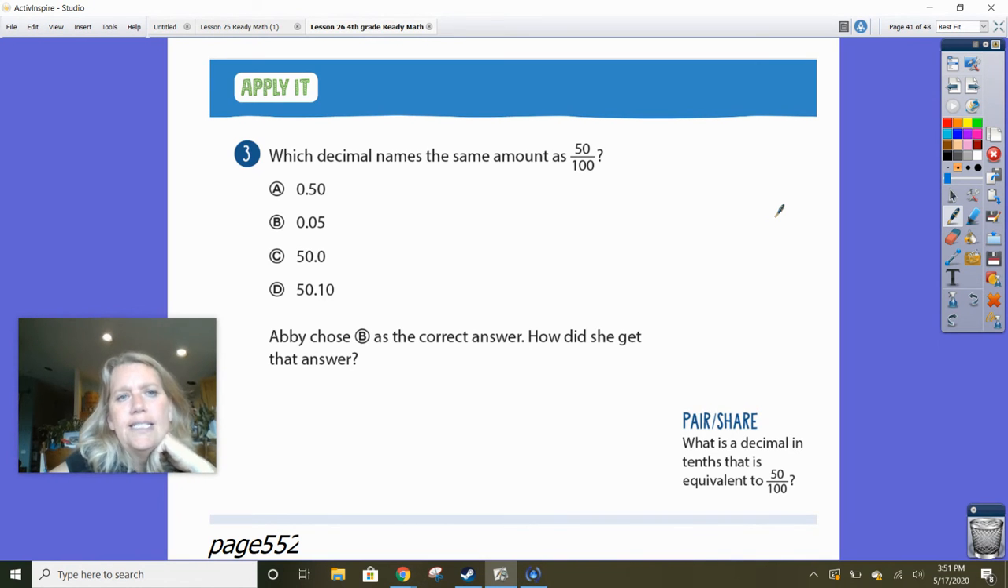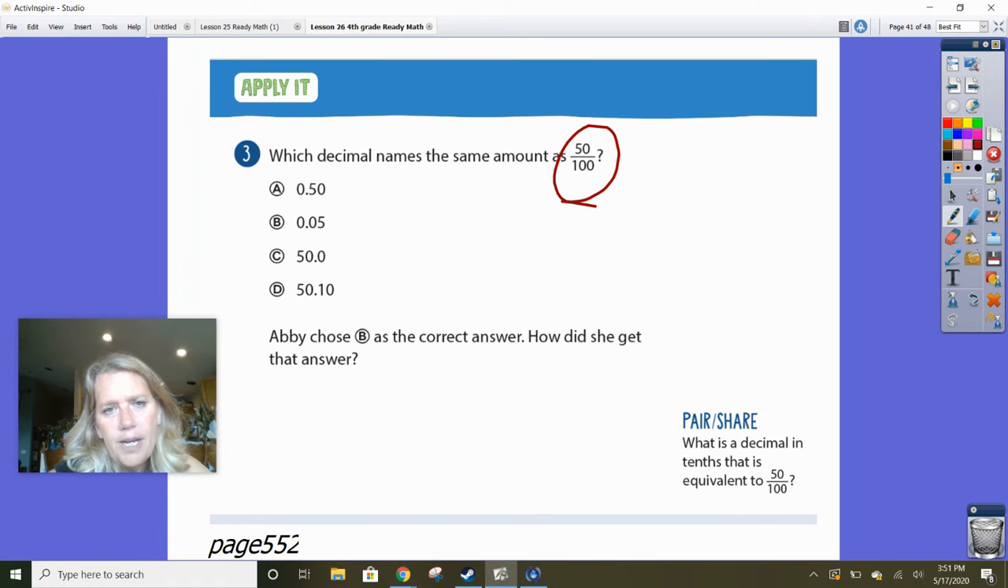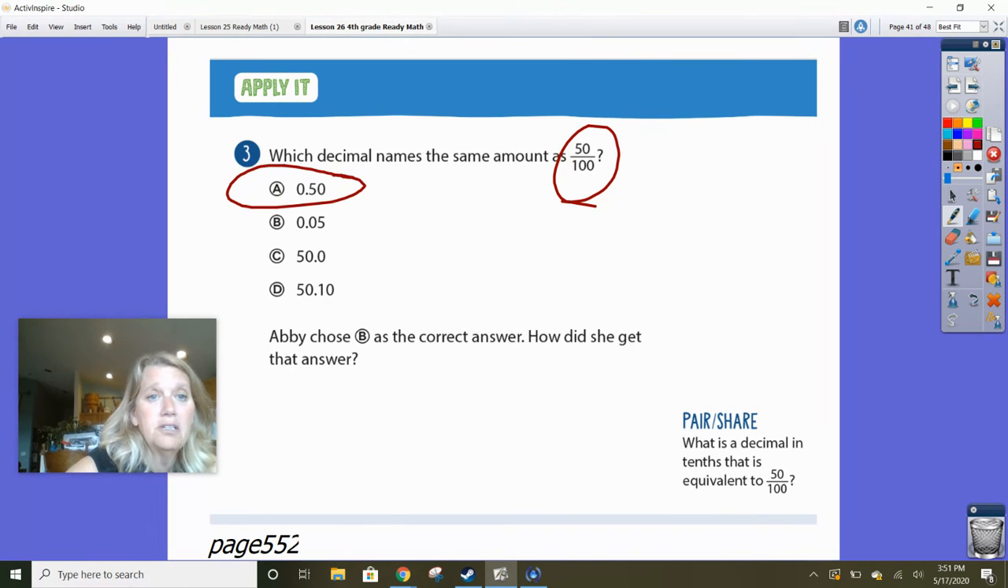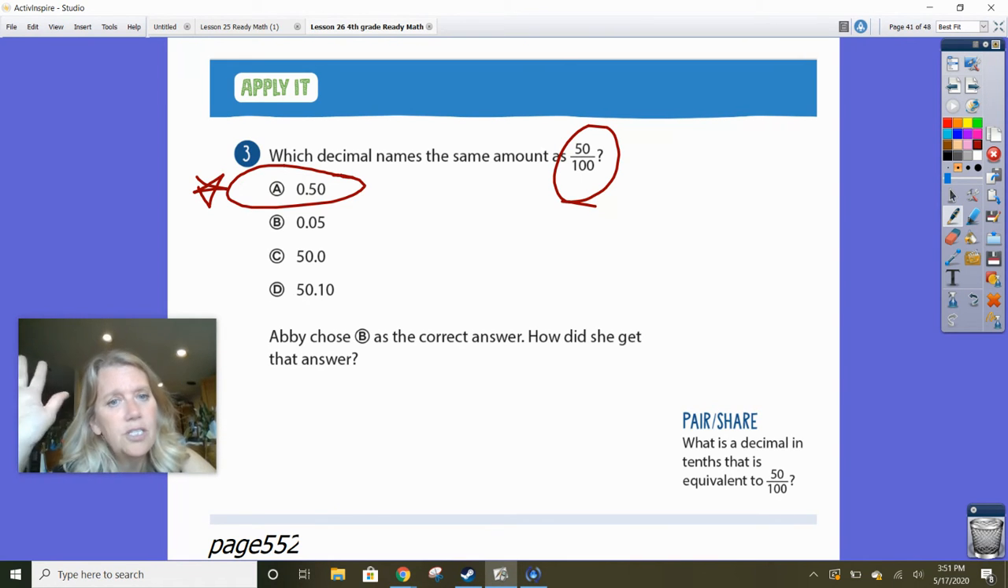Number 3, which decimal names the same amount as 50 hundredths? Okay, so that'd be 50 pennies out of 100 pennies, half of $1. If you think of it like money, you might go, yes, 50 cents. 50 hundredths. Money might work well for that one. But let's check the other three just in case.